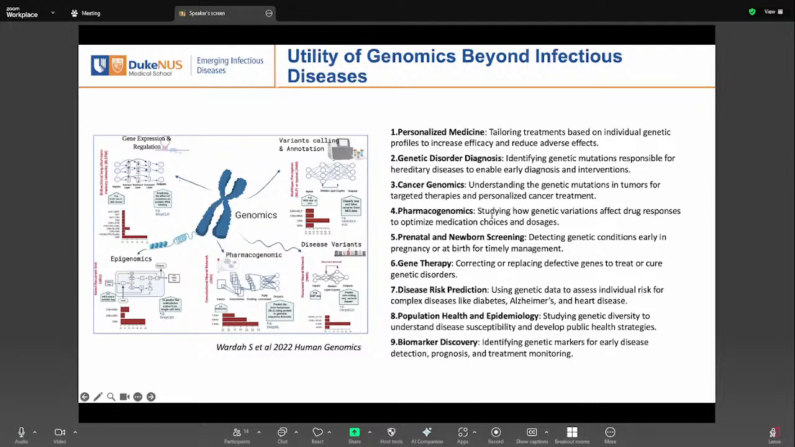So essentially, in the cancer oncology area, genomics is used in a big way. Now, next we have pharmacogenomics. Who has heard of pharmacogenomics? Okay, it's actually an emerging field.